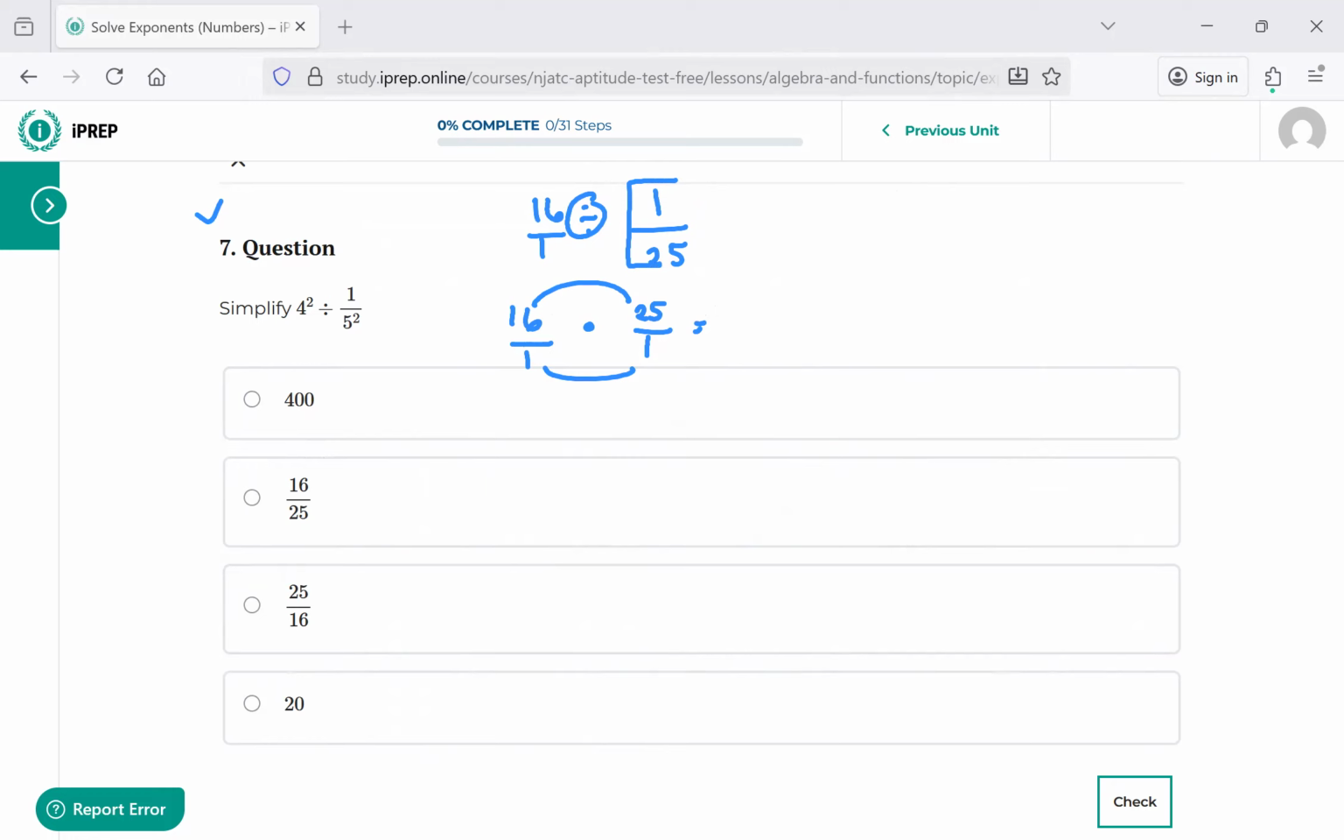So what is 16 times 25? You're going to do it without a calculator. 6 times 5 is 30. Carry the 3. 6 times 2 is 12, plus 3 is 15. Placeholder, and then 1 times 5 is 5, and 2 times 1 is 2. And then 5 plus 5 is 10. Carry the 1. 2 plus 1 is 3, plus 1 is 4. So it's going to be 400 over 1, which you cannot simplify. So it's just 400.